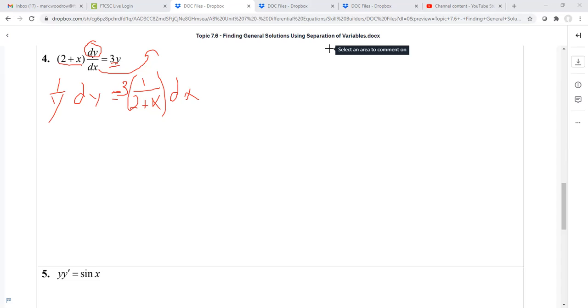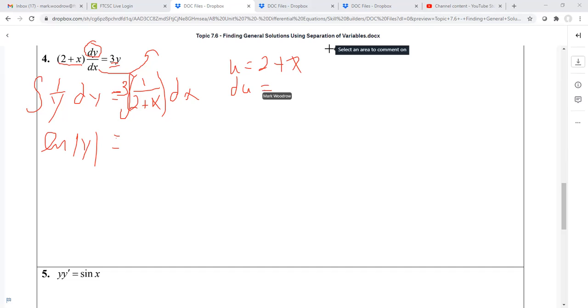So now I want to integrate each side. And I'm going to put that integral with the 3 on the outside on the right. And the integral of 1 over y dy is going to be the natural log of the absolute value of y. And then over here, I'm supposed to do a u substitution. And then du is equal to dx.